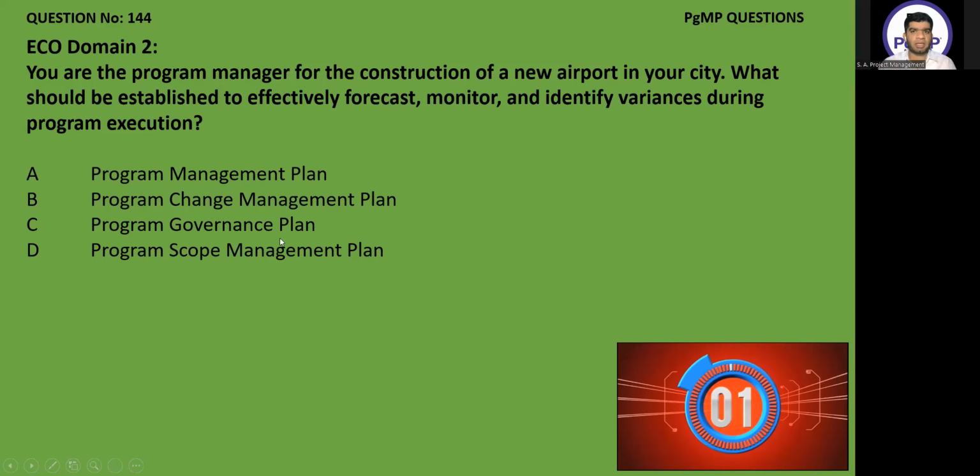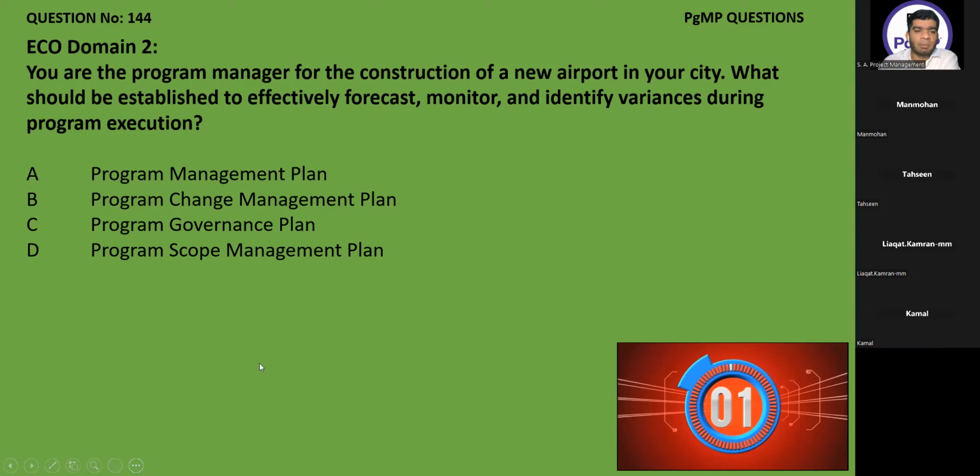But one more thing I would like to say here. He is saying what should be established to effectively forecast, monitor, and identify variances during the program execution. So he is talking about the complete program execution. He is not asking about specific changes, scope, or any other thing. And secondly, remember the line in which he says program execution of the program delivery phase can only start once the program management plan is there. So whenever he asks about a complete program or in a broader picture, the answer will be program management plan.